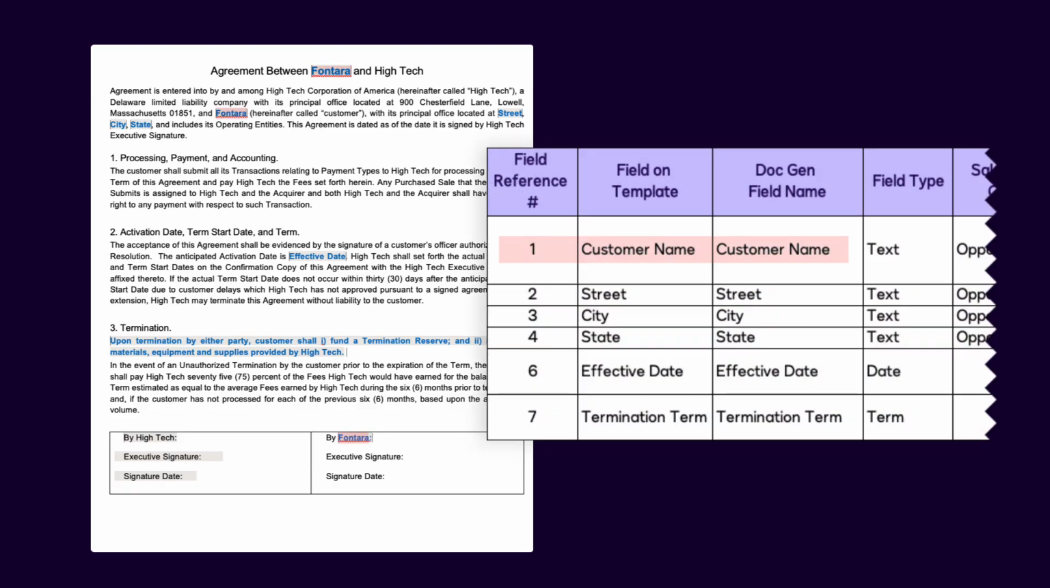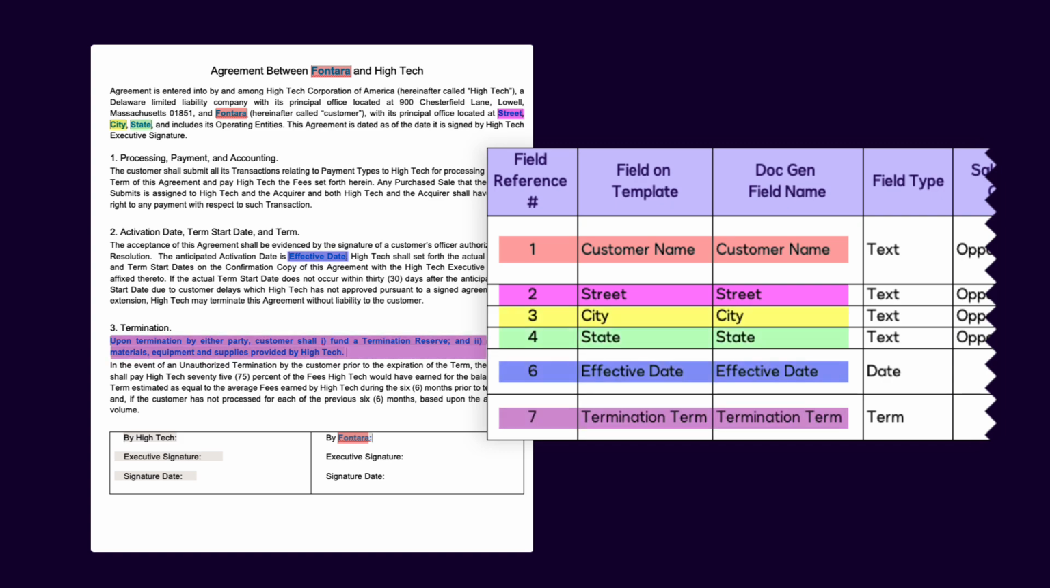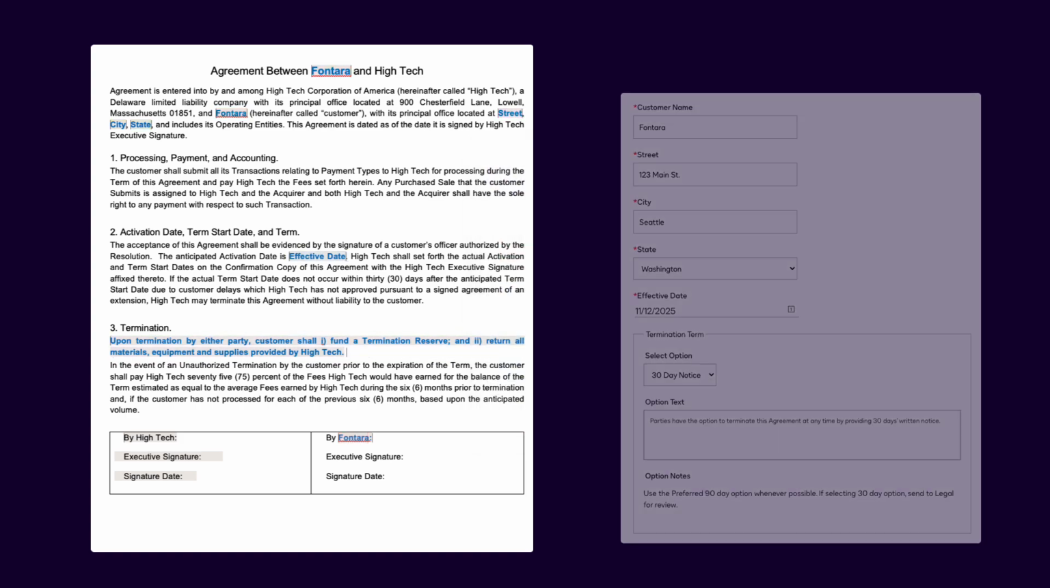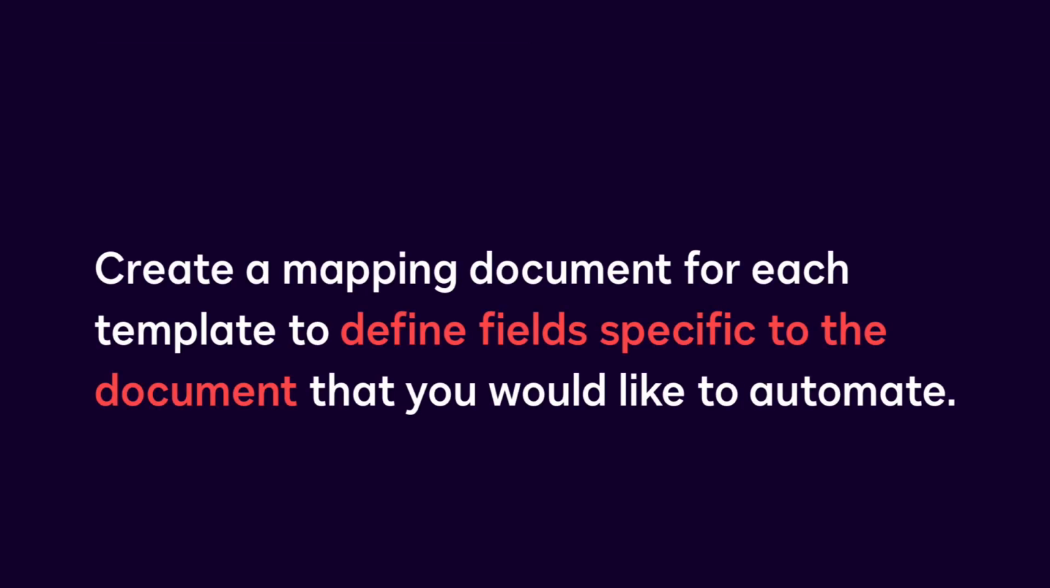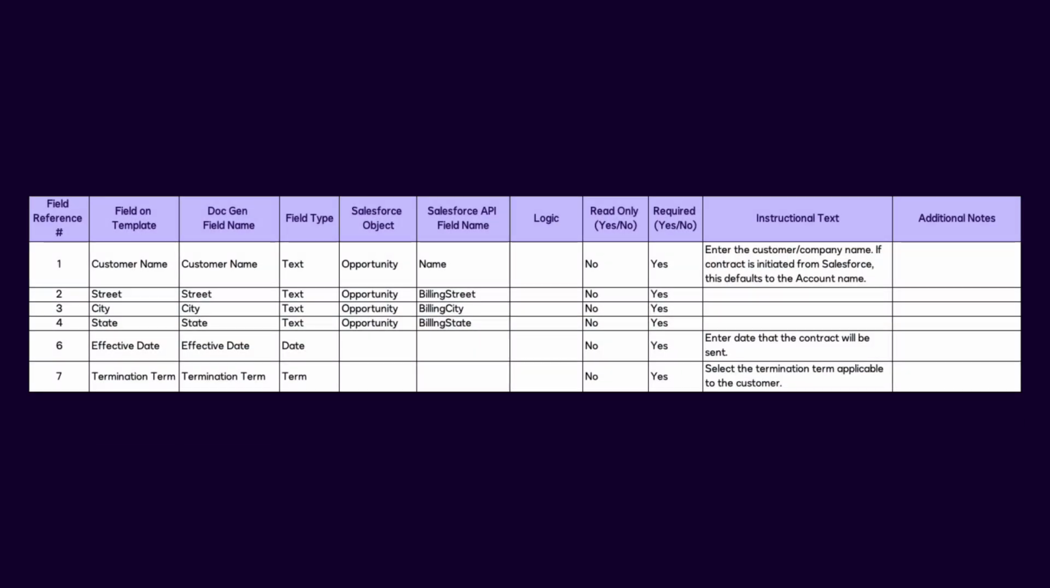In this example, customer name, street, city, state, effective date, and termination term. The mapping will be used to configure fields on the corresponding document generation form. Always create a mapping document for each template to clearly define fields specific to the document that you would like to automate. Let's examine the template mapping guide and learn how to complete it.